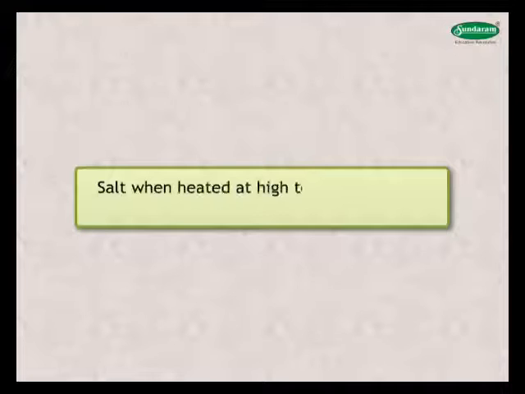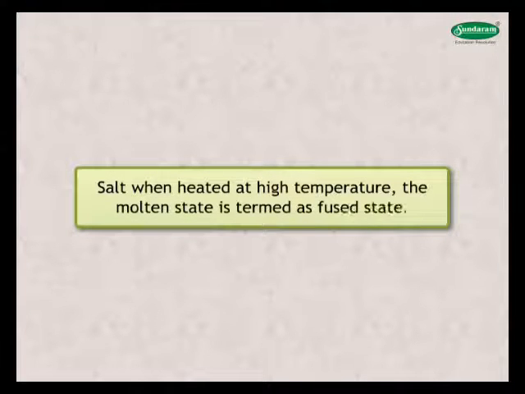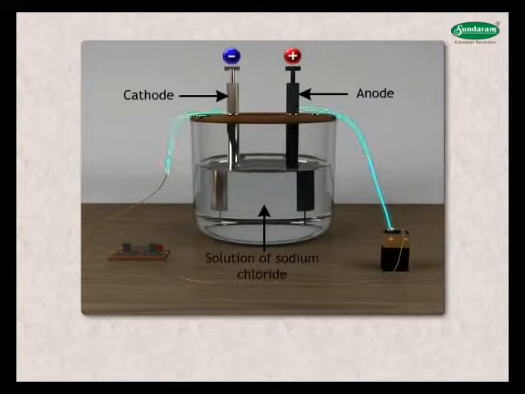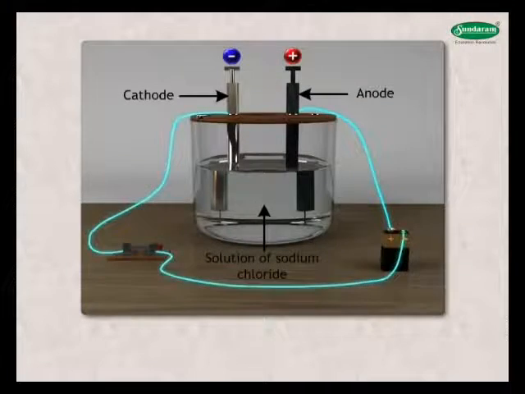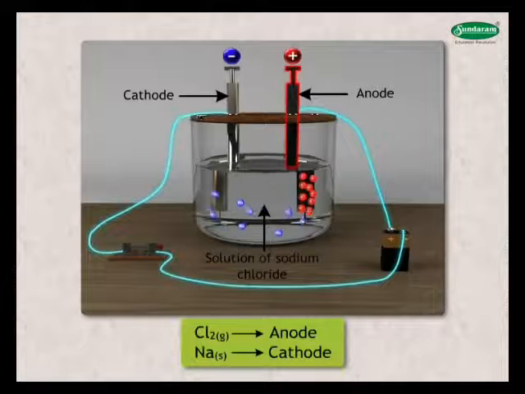Salt, when heated at high temperature, reaches the molten state, which is termed the fused state. NaCl is able to conduct electricity even in the fused state. During electrolysis, chlorine gas is liberated at the anode and sodium is deposited at the cathode.